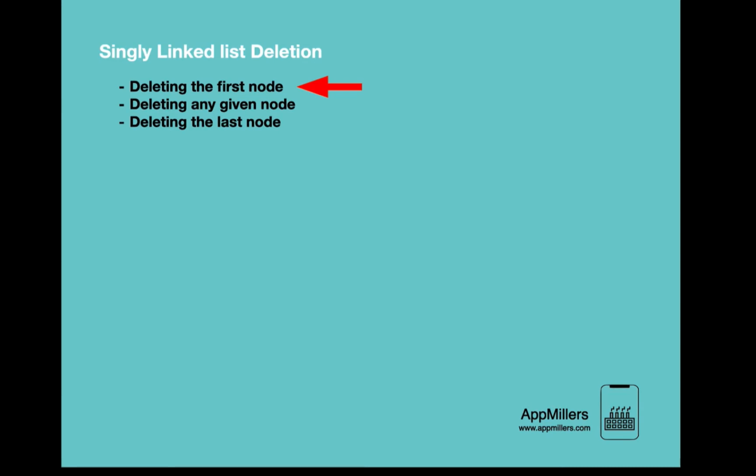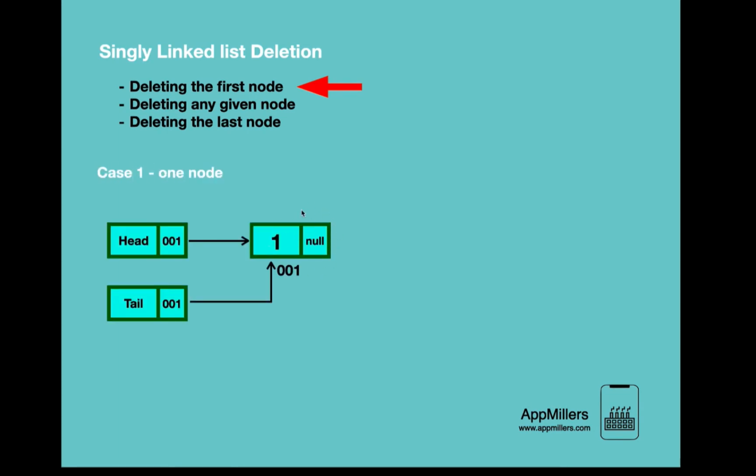Here, the first thing that we are going to do is check whether the first node is the only node in the list or not. If it is the only node in the list, deleting it is very simple. So let's look at this case. We have only one node in our single linked list, so we need to delete this node from here.